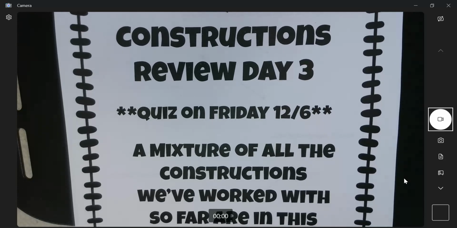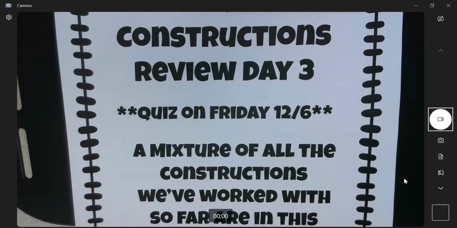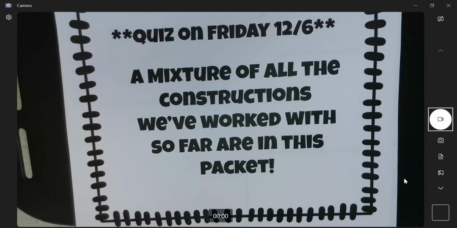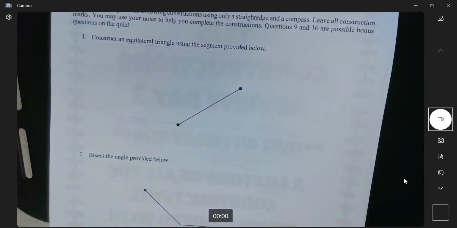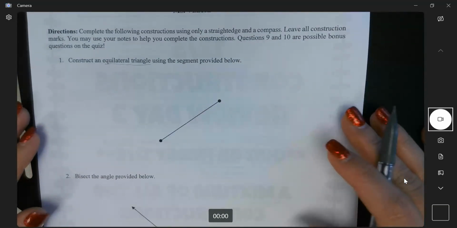Hey guys, so we are going to be looking at the review day 3 packet in this video. Again, our quiz is on Friday, which is tomorrow for us. We have a mixture of all the constructions that we've worked with so far in this packet. So let's get started with the first question. This packet also looks really similar to what you're going to be seeing on the quiz. So if you feel comfortable with this packet, then you should be perfectly fine when it comes time for the quiz.